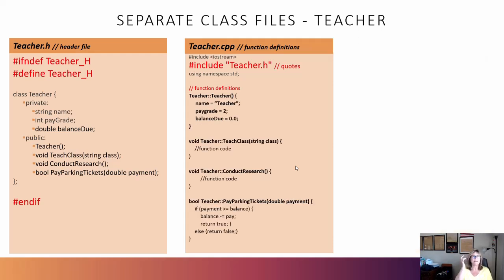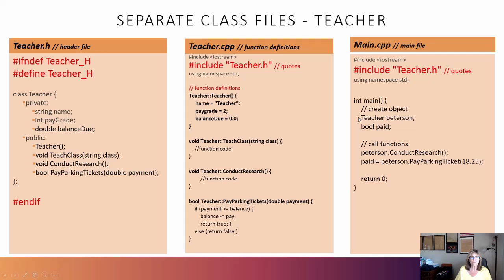So let's say that we're going to default our constructor, and then we're going to have a couple of other functions that are in there. I showed you what it looks like for pay parking tickets. Notice that we use the class, the name of the function itself, and then this is what our main file might look like. We're going to #include teacher.h again, and then I'm going to begin to instantiate and use objects in there.